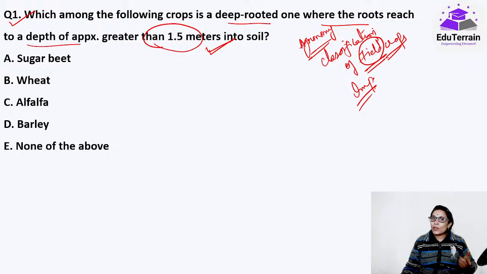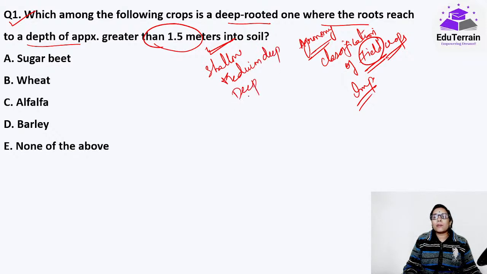One of those topics is what I am asking you here. When we talk about different kinds of crops based on the depth of their root system, there are three major types. One, the shallow rooted crops. Two, the medium deep rooted crops. And the other is the deep rooted crops.